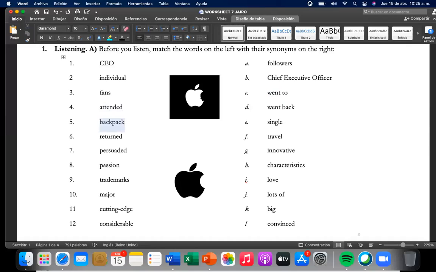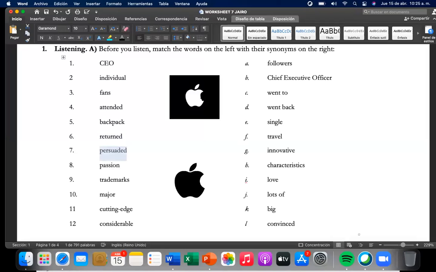Very good. This one, backpack. What is the backpack? Travel. Okay, travel with little resources, right? So backpack is when you just have a backpack here with little things, little resources, and then you go somewhere, right? Good. This one, returned. Went back. Returned. Went back. Okay, went back. Very good.